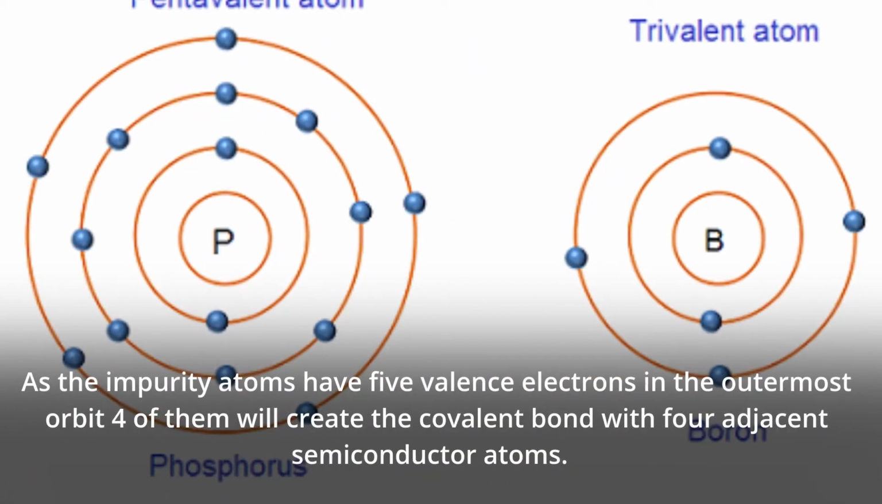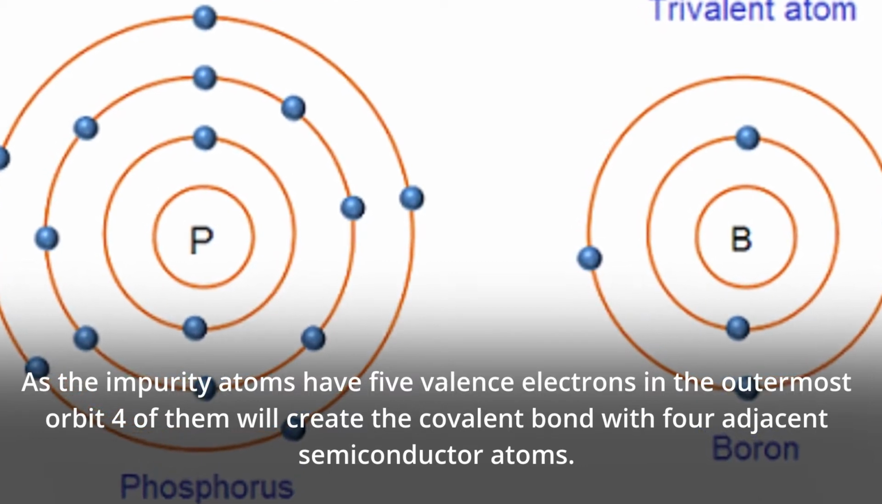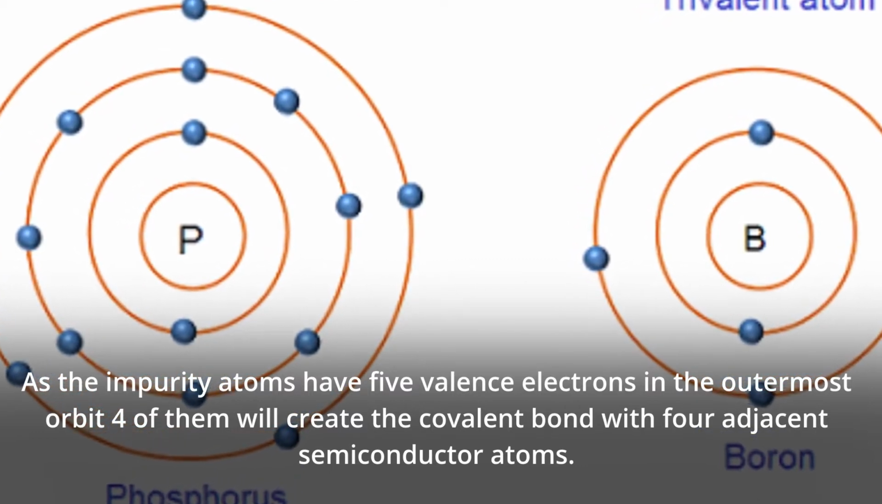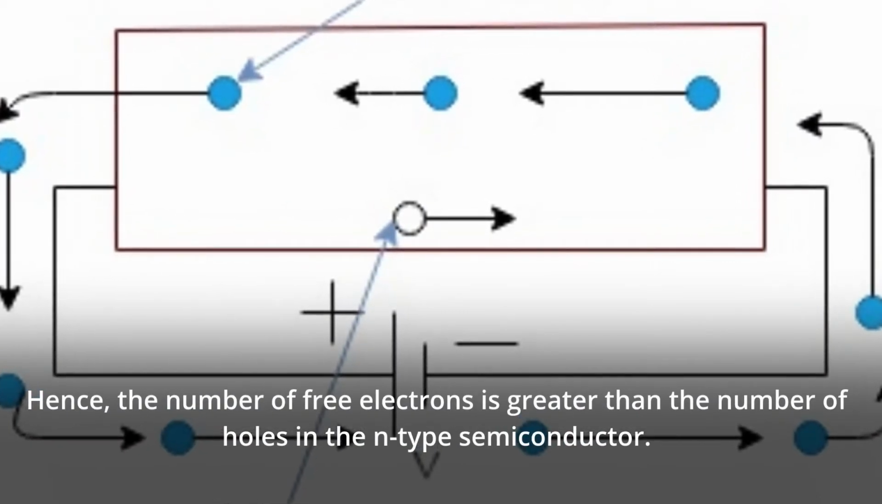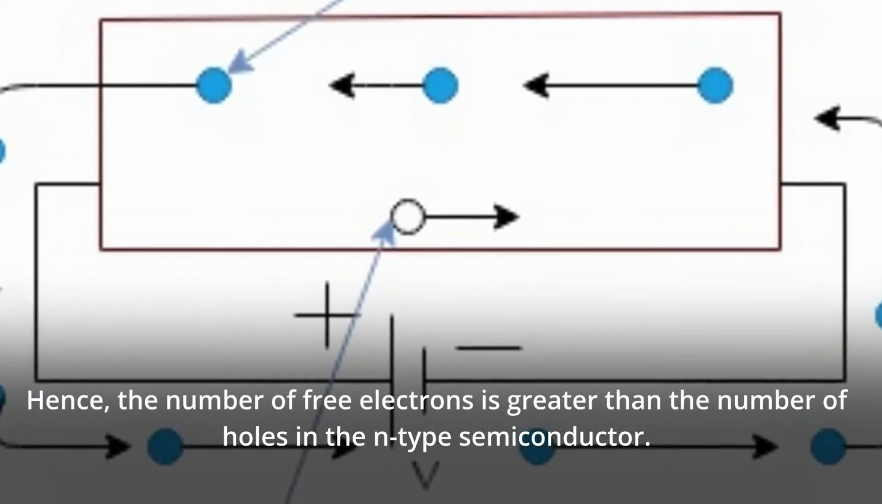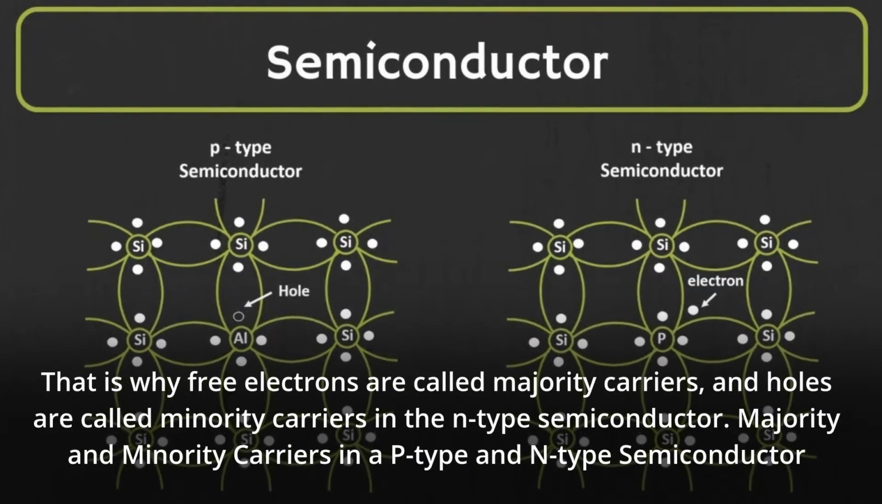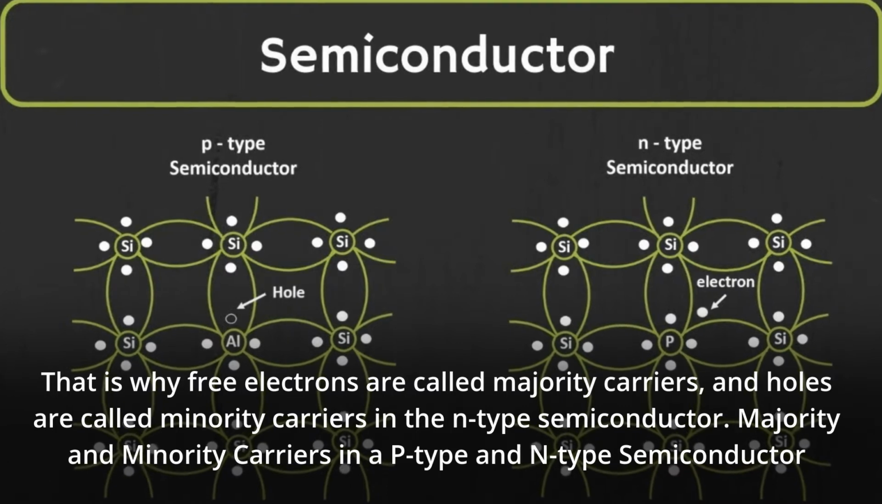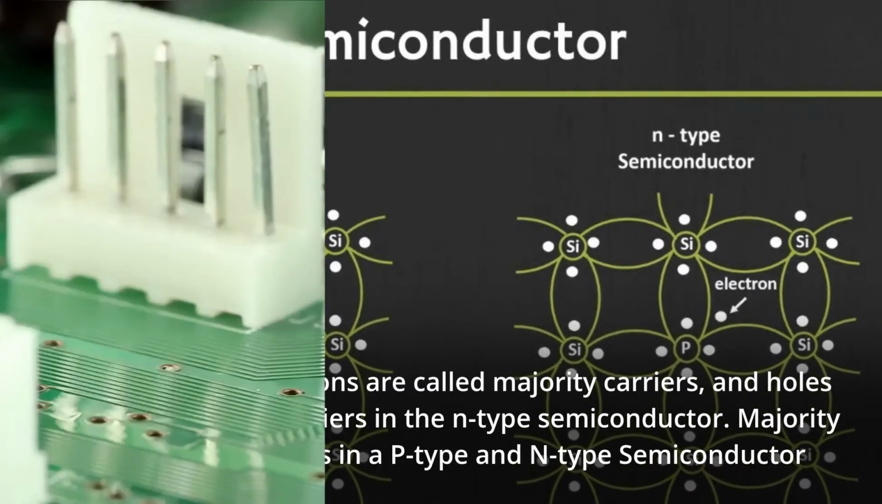As the impurity atoms have 5 valence electrons in the outermost orbit, 4 of them will create the covalent bond with 4 adjacent semiconductor atoms. Hence, the number of free electrons is greater than the number of holes in the N-type semiconductor. That is why free electrons are called majority carriers, and holes are called minority carriers in the N-type semiconductor. Majority and minority carriers in a P-type and N-type semiconductor.